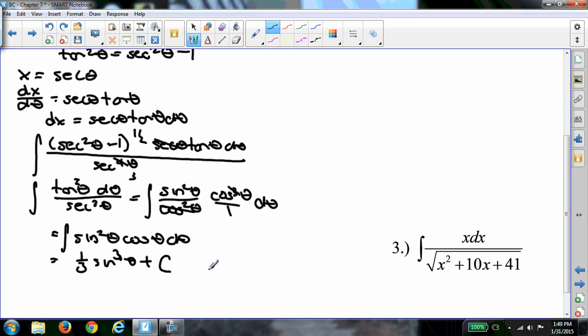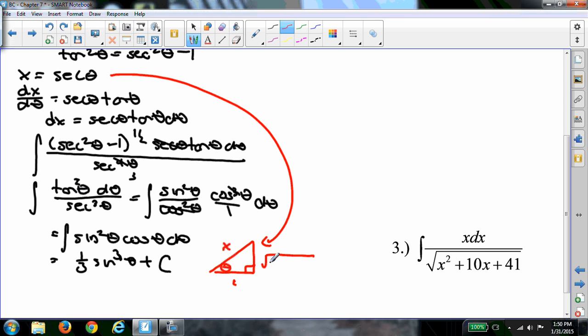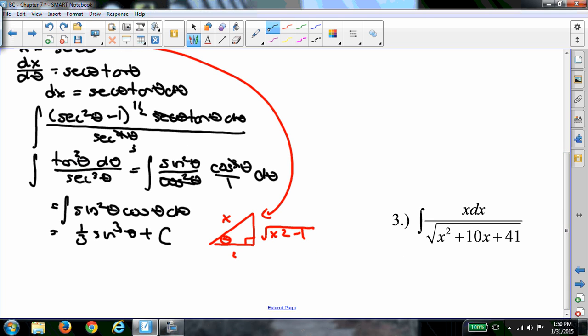Now we need to return to our original variables. So if you look at the original setup, x was equal to secant theta. That means in a triangle, a right triangle, if I label this theta, the secant ratio would be x. Secant is hypotenuse over adjacent. The remaining side of my right triangle then would be square root of x squared minus 1. So substituting in for this, I have 1/3 sine of theta. Sine is opposite, so square root of x squared minus 1 over hypotenuse cubed plus c.